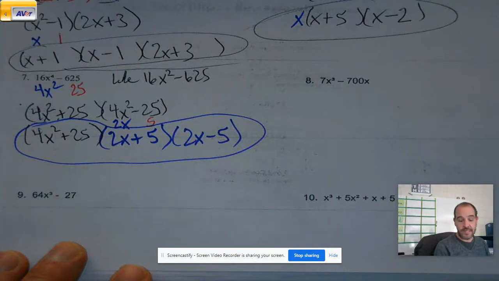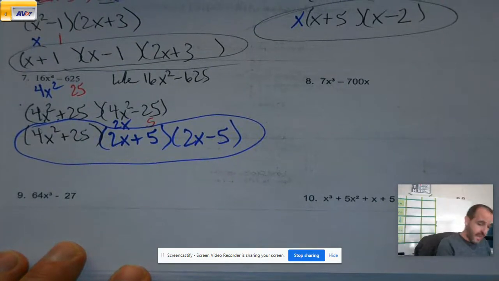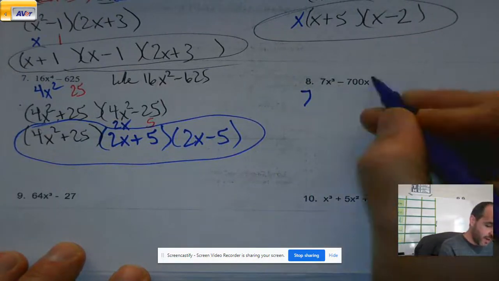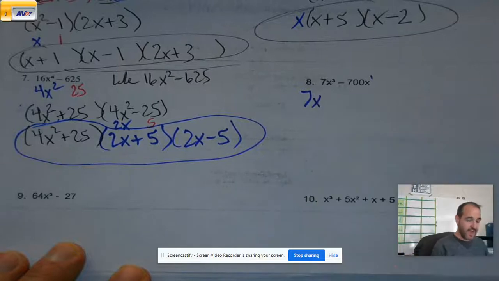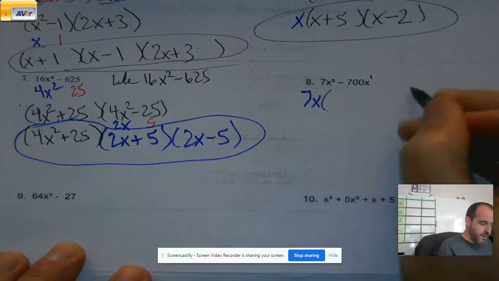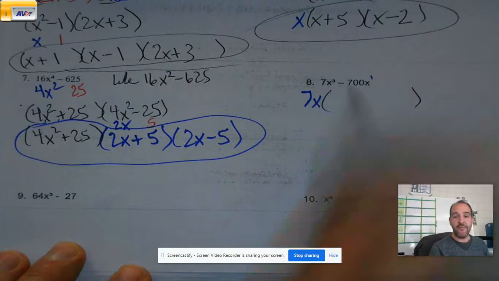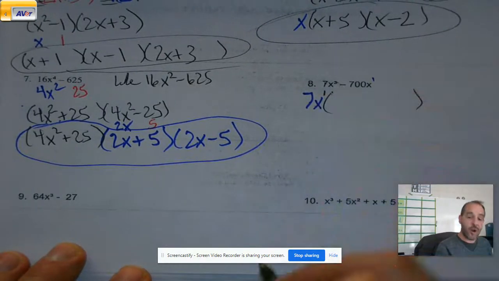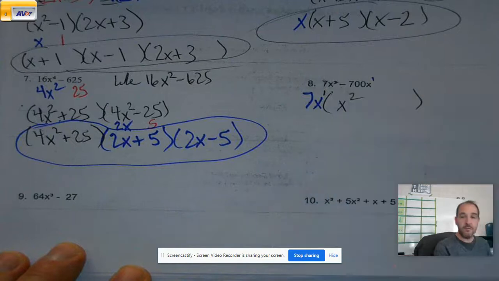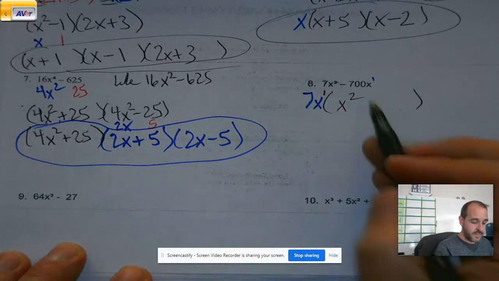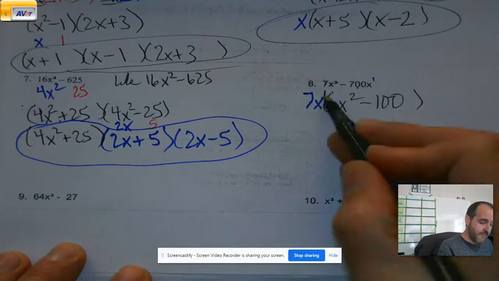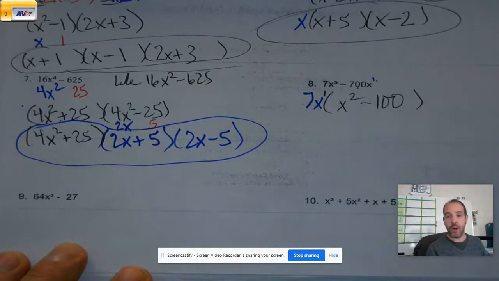Anything in common? Because that's always the first question. 7. Okay. We got a 7. What about variables? We have an x, or an x to the first. Okay, so we get 7x out of there. Now it's just piece by piece. I already got the 7. Don't have to do anything with the number. I got x to the first here. I need x to the third. X squared. 700 divided by 7 is 100. And I've already got my x to the first, so no more x's.